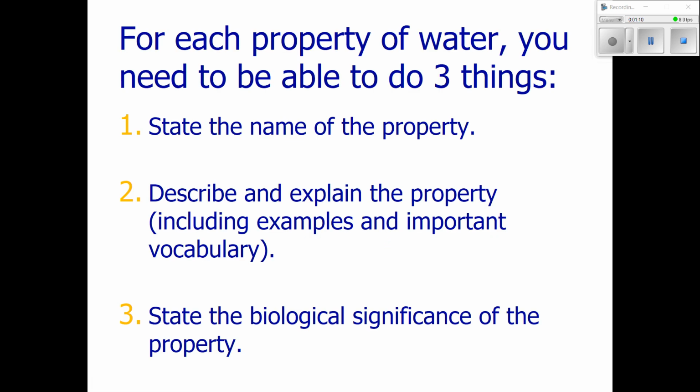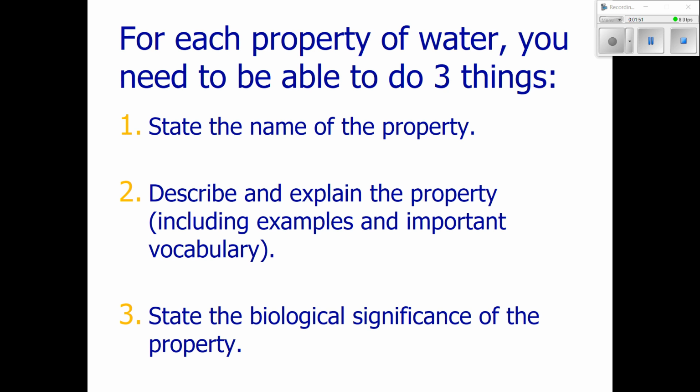So as we go through and discuss each of these 4 properties, make sure for each property of water you can do 3 things. Number 1, you need to be able to state the name of the property, and some of these property names are kind of long and wordy, so I apologize for that. Number 2, you need to be able to describe and explain the property, including examples that I will talk you through, as well as any important vocabulary that's associated with the property. And finally, you need to be able to state the biological significance of the property.